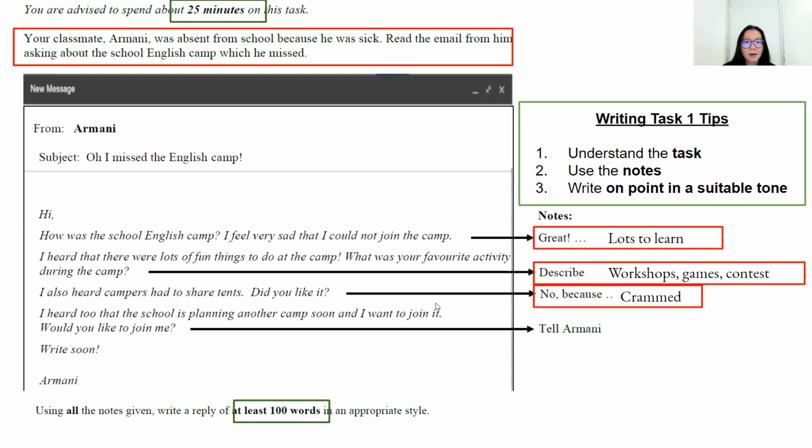Okay, and next, tell Amani, yes or no, would you go to the camp again or not, and with your friend Amani. Okay, so note that there are actually 4 notes here that you need to include in your writing. All right, shall we move on to an example?